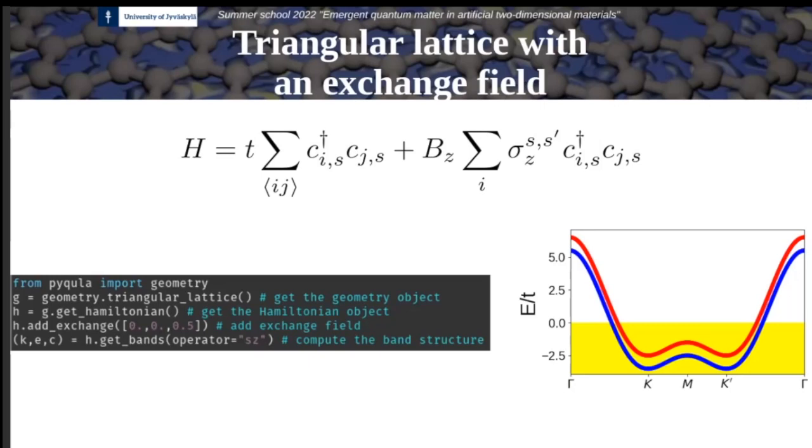If you had a system with many sites and you wanted a magnetization that changes in space, the only thing that you have to do is to give a function, and that function will be evaluated at each point in space and added in that way. And then when you compute the band structure, you can color the states according to any operator that you want. There's, of course, a list of operators, but maybe one that is natural here is the SZ operator, an operator that tells you who is spin up and who is spin down. So here, if you add an exchange field in the Z direction, then you get a splitting between blue and red. Blue is spin down and red is spin up.